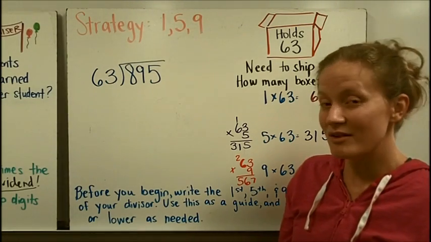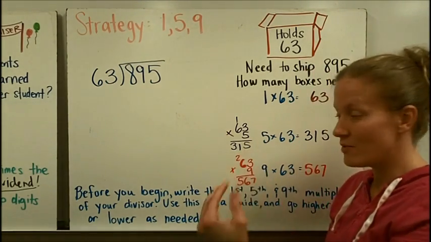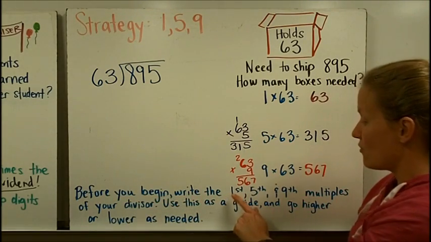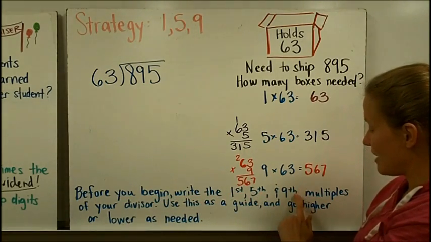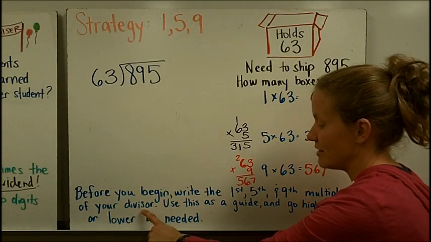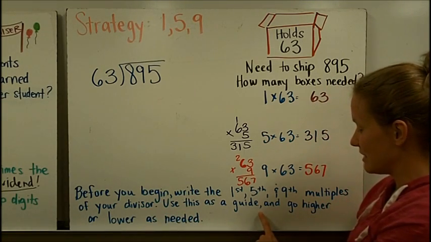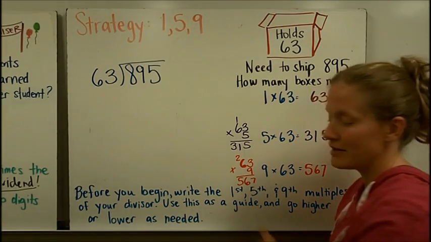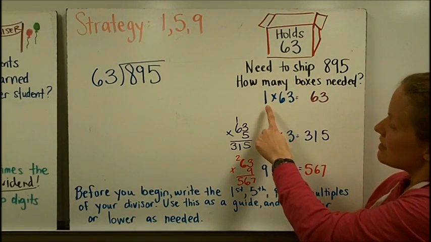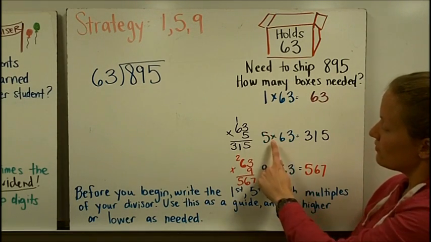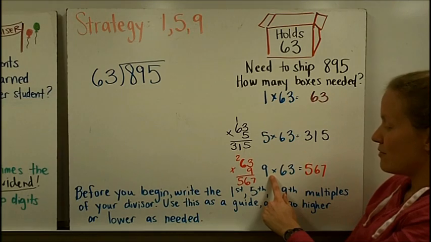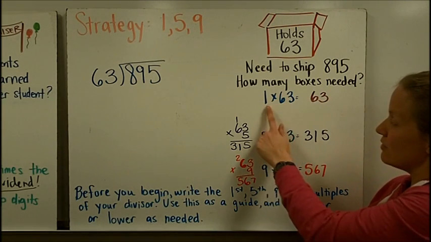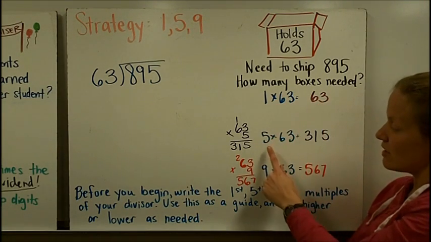So one thing that you might do is list the multiples before you begin. Write the first, fifth, and ninth multiples of your divisor. And then we're going to use this as a guide and go higher or lower as needed. So as you can see here, I've listed the first, fifth, and ninth multiple of 63. 1 times 63 is 63.